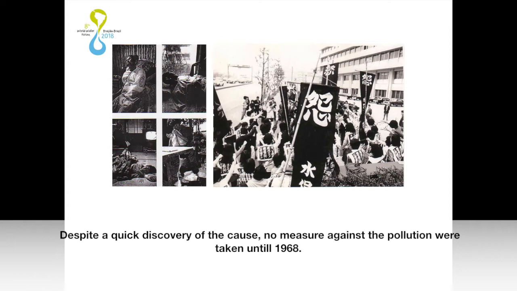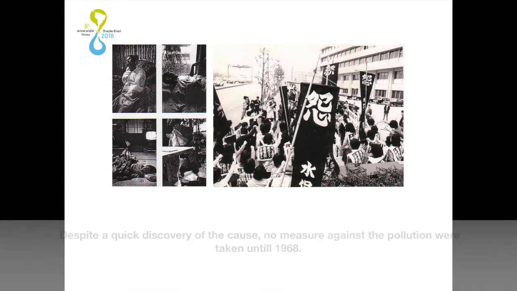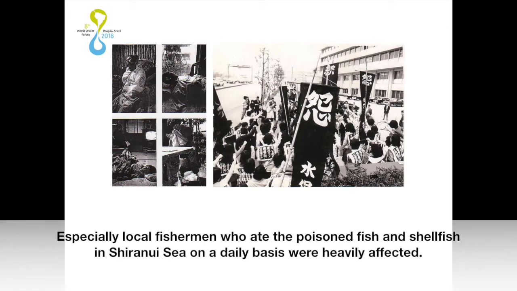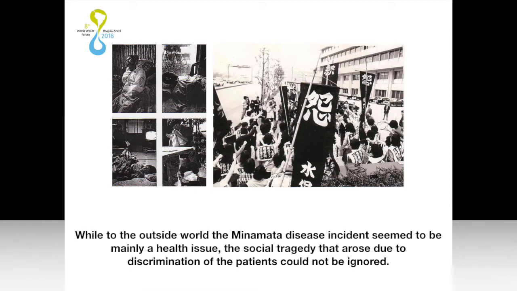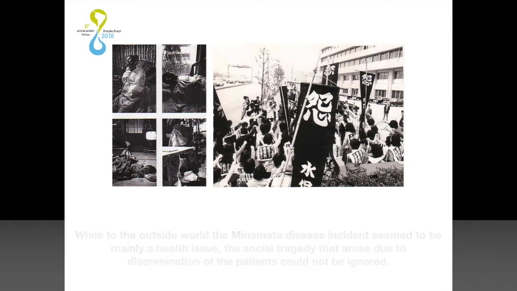Despite a quick discovery of the cause, no measures against the pollution were taken until 1968. Especially local fishermen who ate the poisoned fish and shellfish in the Shiranui Sea on a daily basis were heavily affected. While to the outside world the Minamata disease incident seemed to be mainly a health issue, the social tragedy that arose due to discrimination of the patients could not be ignored.